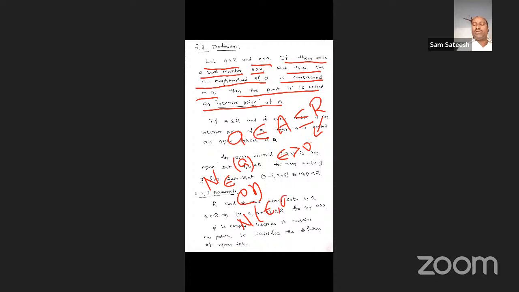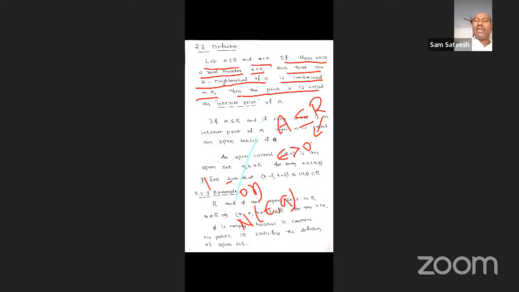Here also the same. To take this one, the neighborhood of a: epsilon neighborhood of a is contained in A. It is contained in A. Then the point small a is called an interior point of A. Interior point of A.